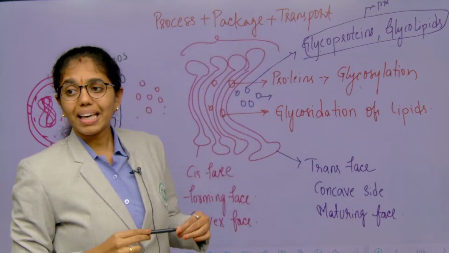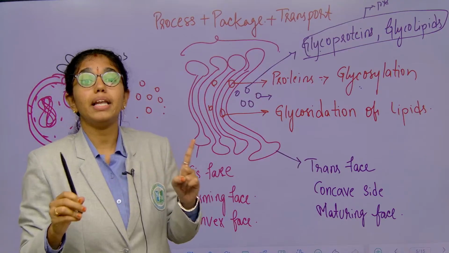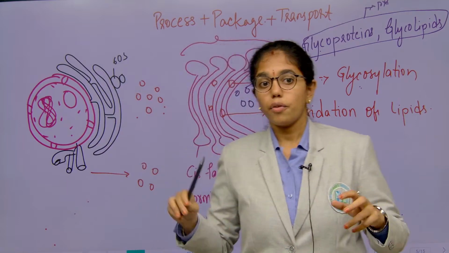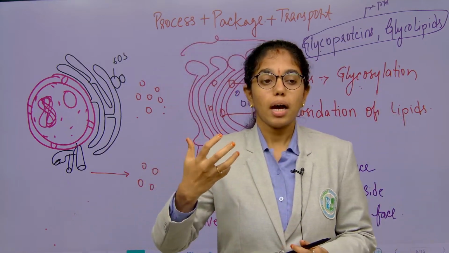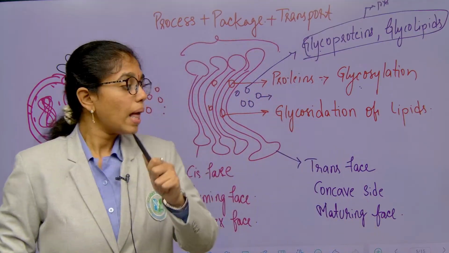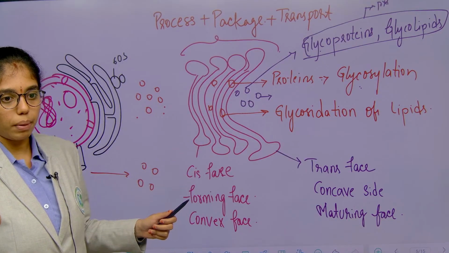Golgi bodies will play a key role in the synthesis of the cell plate or the formation of the middle lamella. We have learnt at the time of cell wall formation, right, where the phragmoplast is first synthesized, which has a high concentration of calcium pectate and magnesium pectate that is synthesized from the Golgi. These two activities you have to remember.